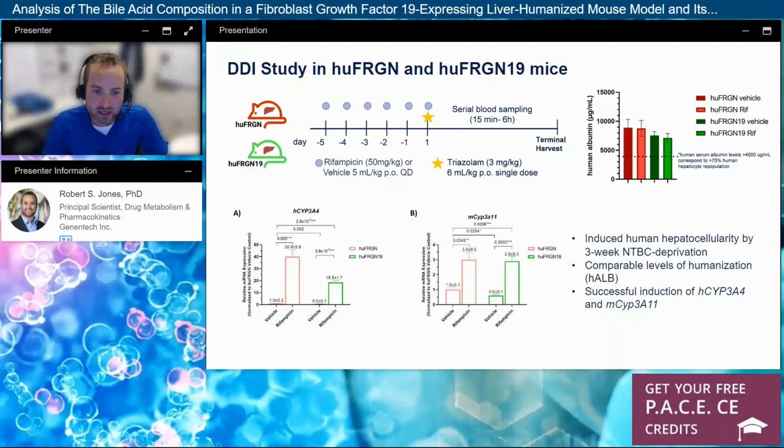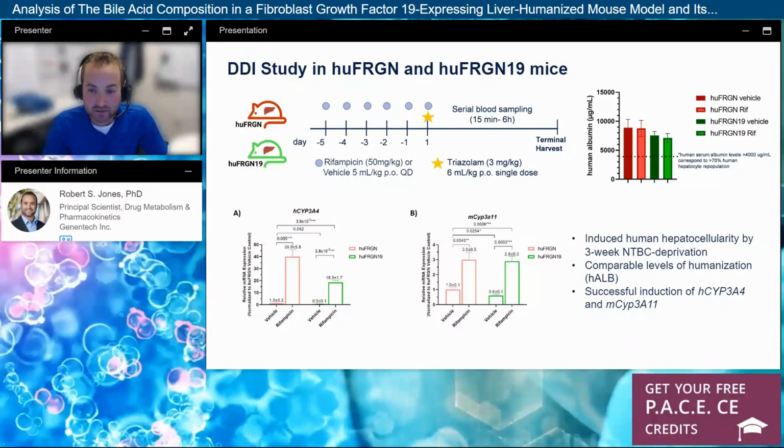And so what we did is we took two groups of mice, the human FRGN19 mice, as well as the previous iteration of this mouse model, the human FRGN mice. We administered rifampicin orally, 50 mg per kg, or vehicle, 5 milliliters per kg PO, once every day for 5 days. What that will do is rifampicin will induce cytochrome P450-3A4 by binding to the upstream FXR receptor. This will increase expression of CYP3A4, which is what we want to see, given that we know that this occurs in humans.